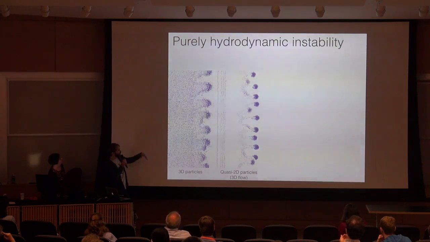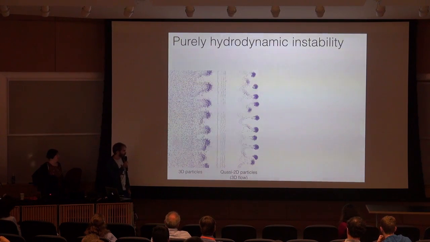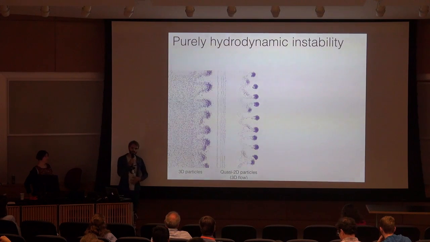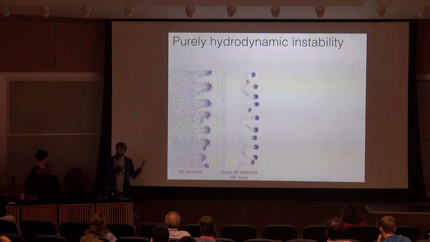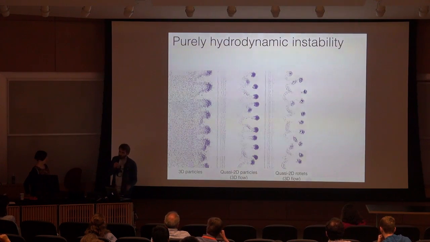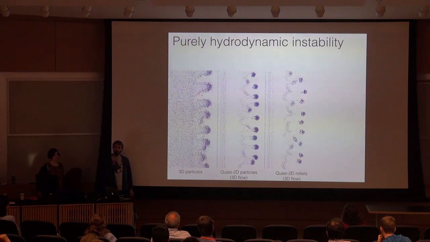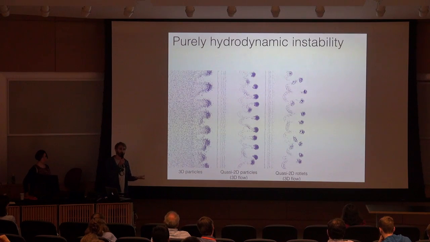So we managed to reproduce their experiment with our 3D simulation. We show that the height is the control parameter, but we still have a length scale here, which is the size of the particles. And so we got rid of this length scale by just simulating rotlets in the plane. And it turned out that actually you can also recover the instability just with singularities above the wall.